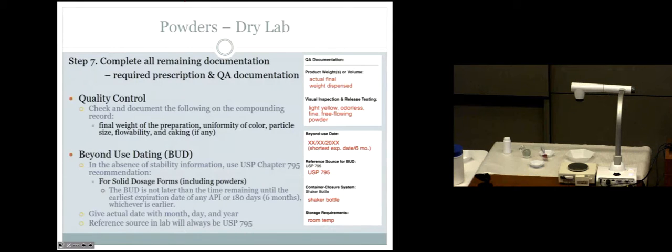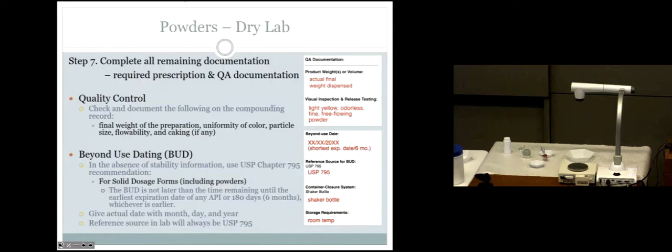The reference for the Beyond Use Date for all semester is going to be USP 795. The only reason it wouldn't just be USP 795 is if your formula or your recipe is straight out of some journal. If it's the International Journal of Pharmaceutical Compounding and you're doing exactly what they had in their article, then you could reference that article. But you guys are extemporaneously compounding, USP 795.